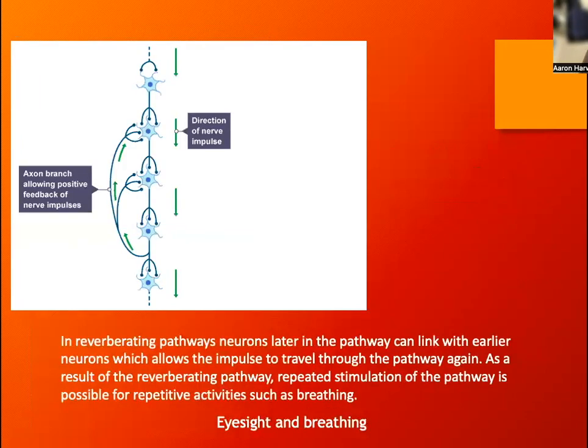And then we've got what's called a reverberating pathway, where the neurons later in the pathway can link together with earlier neurons, which allows the impulse to travel through the pathway once again. As a result of this reverberating pathway method, repeated stimulation of a pathway is possible for repetitive activities such as eyesight and breathing. So it allows you to keep traveling through the same pathway with multiple signalings for repetitive actions.